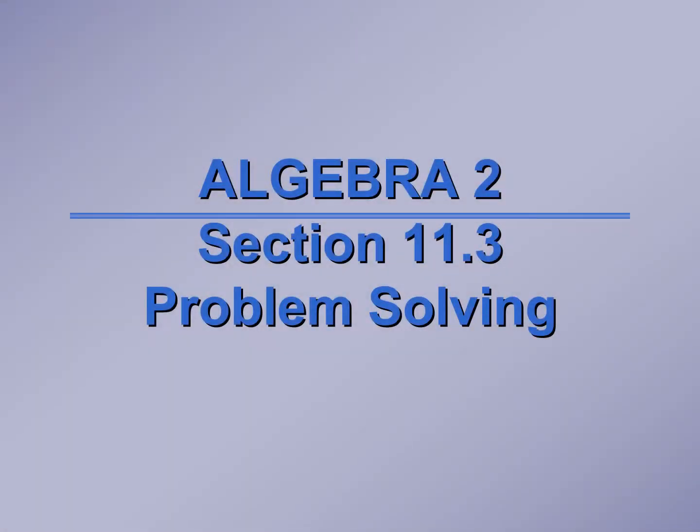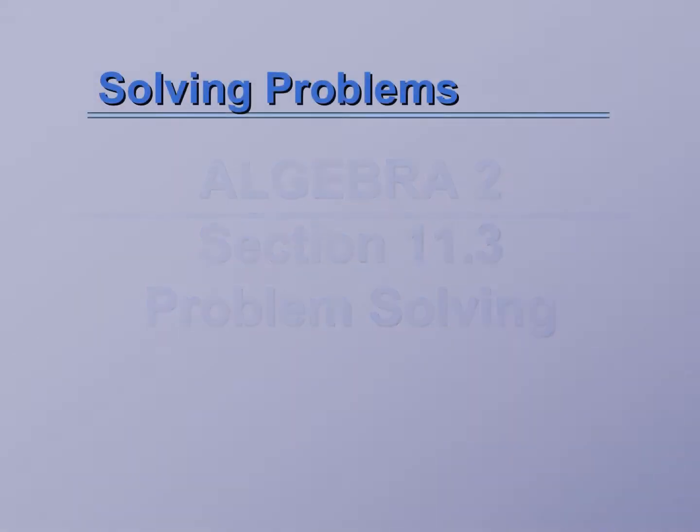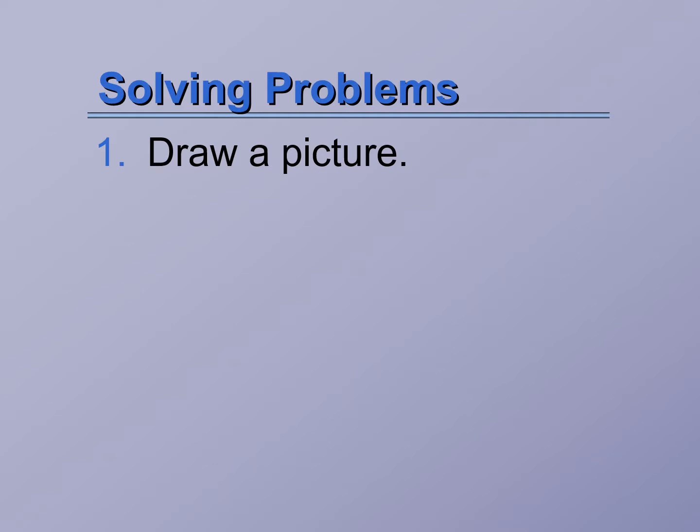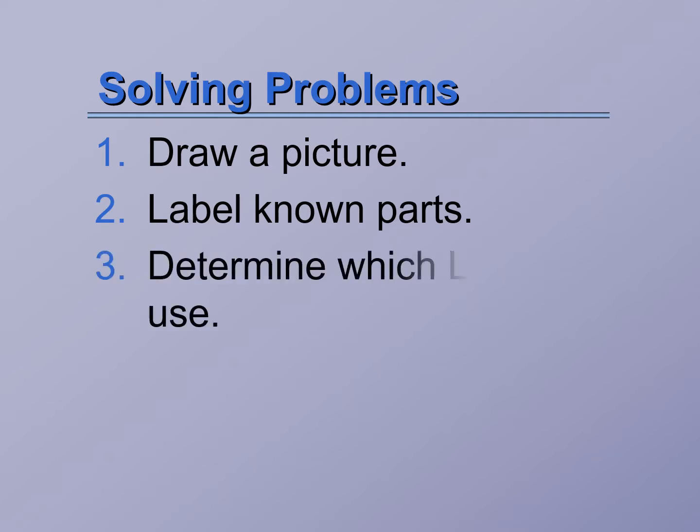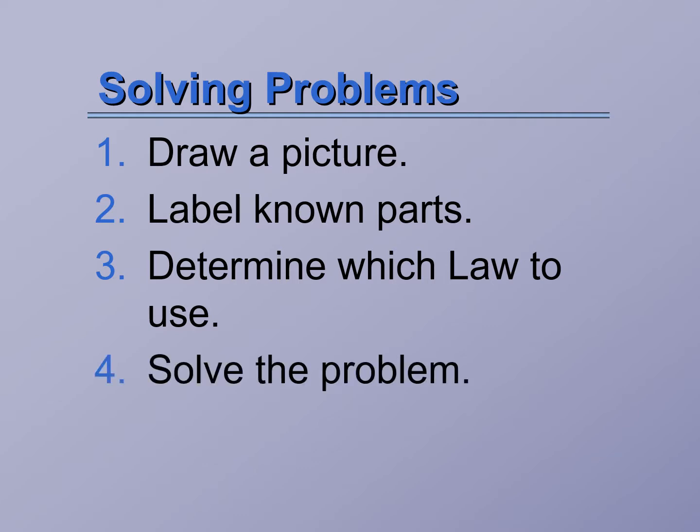We are going to look at how to problem solve using trigonometry. Whenever you want to solve a problem that involves trigonometry, the very first thing you want to do is draw a picture. Once you draw your picture, label your known parts. Then, after you know your parts, you can determine what law to use, either law of sines or law of cosines. Once you know what law to use, you can solve the problem.